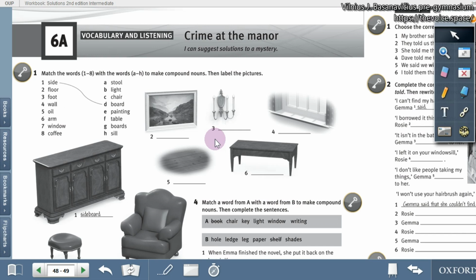The second part of this lesson is we're going to work with the workbook. So open up your workbook on page 48. Crime at the manor. I was wondering whether you remember what this word means. Manor. It's like a mansion, a very old big house, usually an estate. So that's what the manor means. Exercise 1, you need to match the words and make compound nouns. Sideboard, right?